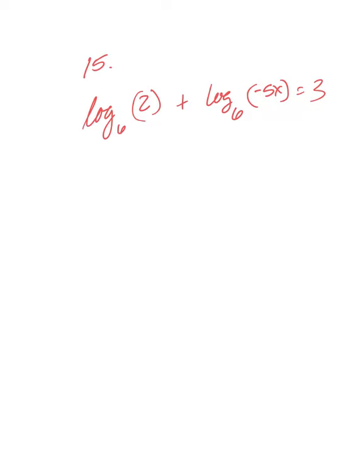Okay, well, just like the minus was the quotient rule, the plus is the product rule. So that means that you change it to 1 log base 6, but you multiply 2 and negative 5x. That gives you negative 10x equals 3. The product rule says when there's a plus in the middle, you change it to 1 log and you multiply the 2 things next to the logs. Everybody see what I'm doing?